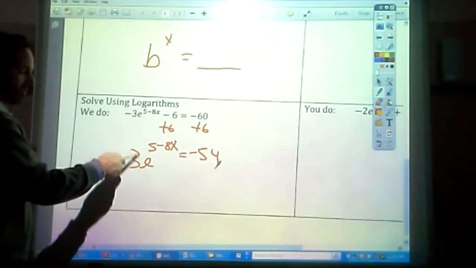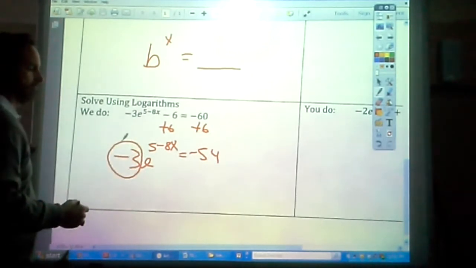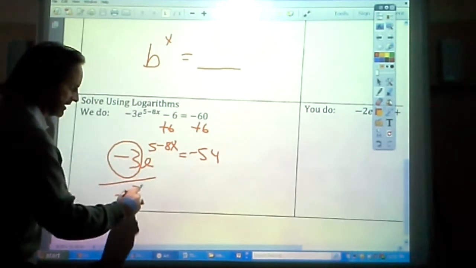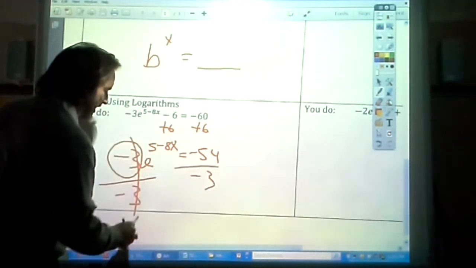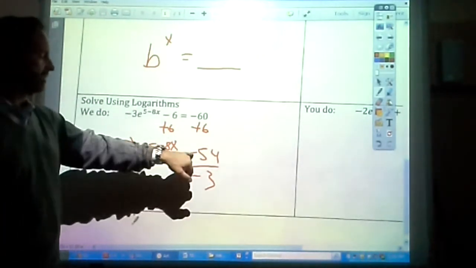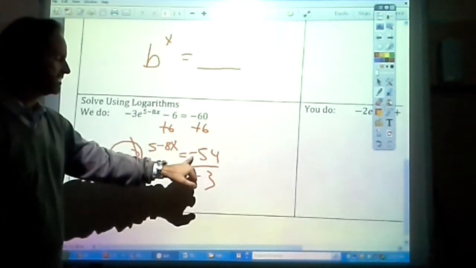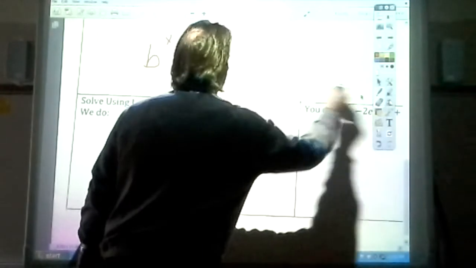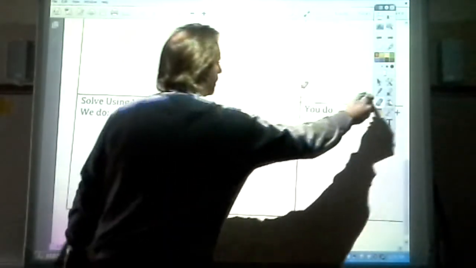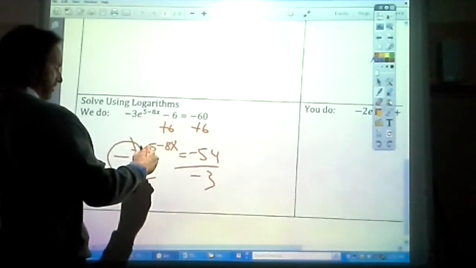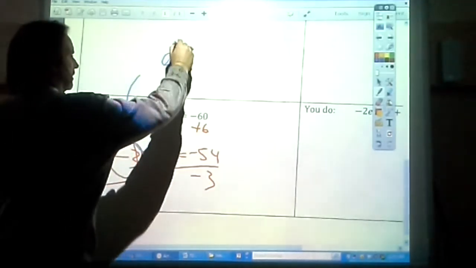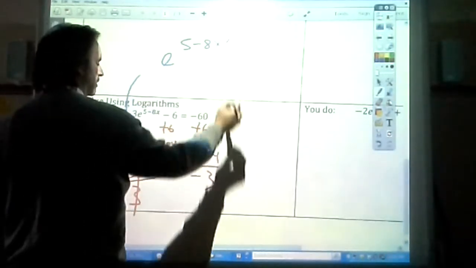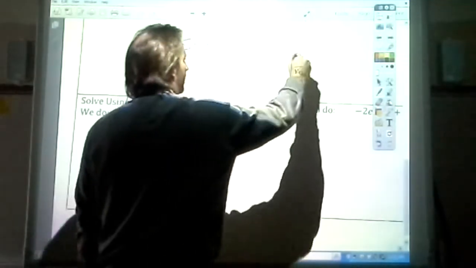Again, I don't like this because I just want the exponential function here. So I'll divide both sides by negative 3. And that works out well because I can't take the log of a negative number. So negative over negative is positive. 54 over 3 is 18. So now I have this right here, e to the 5 minus 8x is going to equal 18.